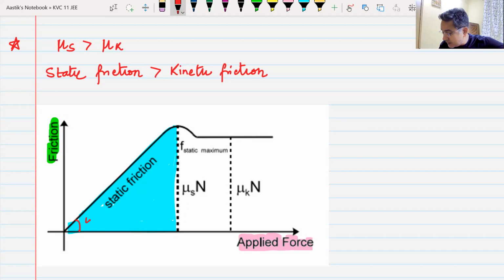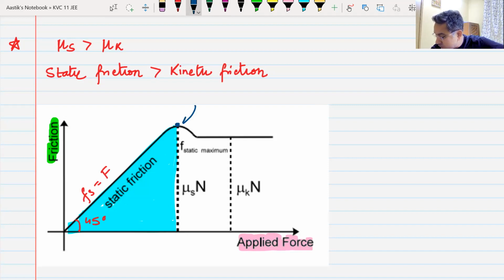It would be 45. Why would this be 45? Because here your static friction is equal to the applied force. Both are equal. Therefore, the angle has to be 45 degrees. This is the static region. Motion does not start, but it reaches this value.